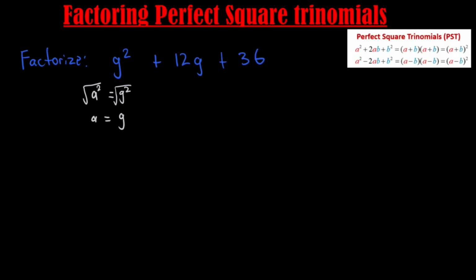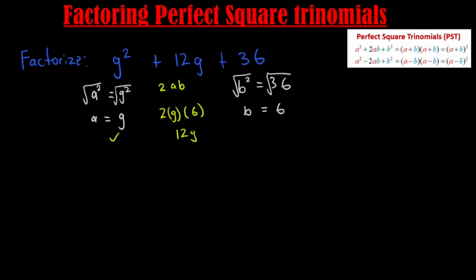We look to see if our last term is also a perfect square. Our last term is normally b squared, so we find the square root of our last term. b is equal to the square root of 36, which is 6. So 36 is also a perfect square. We know our middle term is twice the product of a and b. Let's see if we get 12g. 2 times g is 2g, and 2g times 6 gives us 12g.